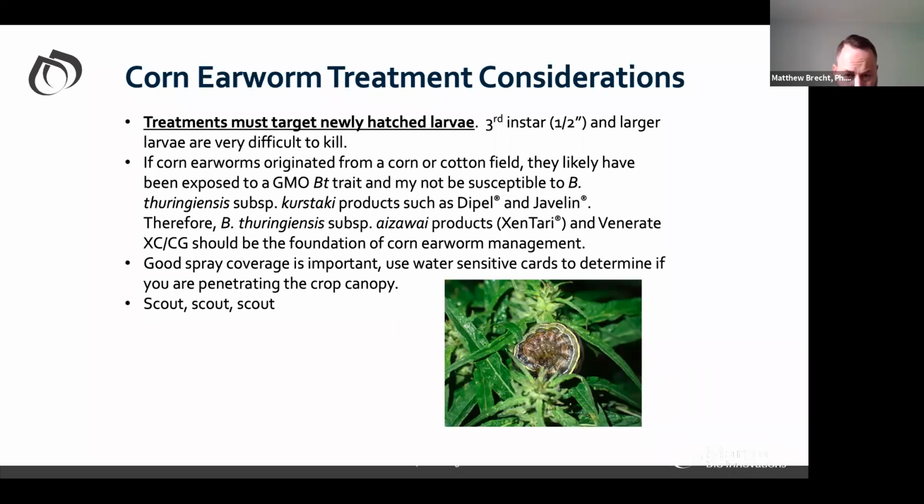And if you've got other agricultural fields near you, like for instance corn or cotton, they likely have been exposed to the GMO Bt trait and may not be susceptible to that Bacillus thuringiensis product, like Kurstaki, like Dipel or Javelin. Therefore, you want to use the Xentari, which is the aizawai subspecies, and Venerate together.